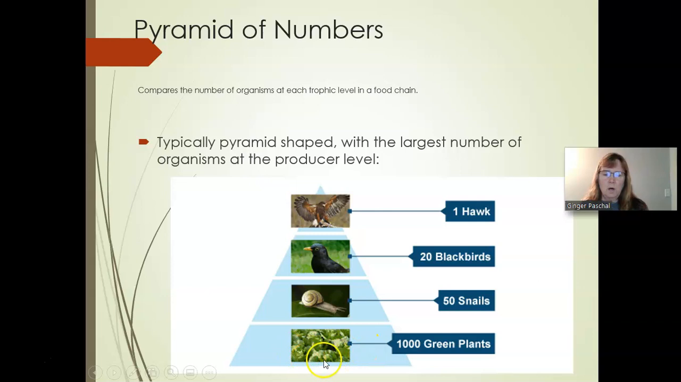If we look at the lowest level, this is going to be the widest level on the pyramid because these are our producers. Then we have our primary consumers, secondary consumers, tertiary consumers. And you can see how the numbers of these organisms decrease as we go to the top of the pyramid. That's because there are fewer hawks than there are snails. There are fewer blackbirds than there are green plants on Earth. So typically the pyramid shape shows the most abundant amount of organisms at the bottom, the least amount at the top.